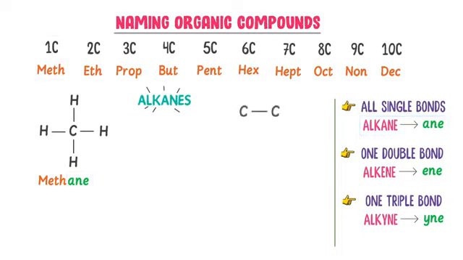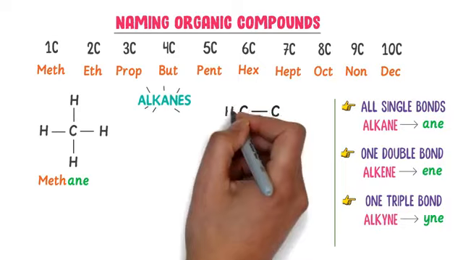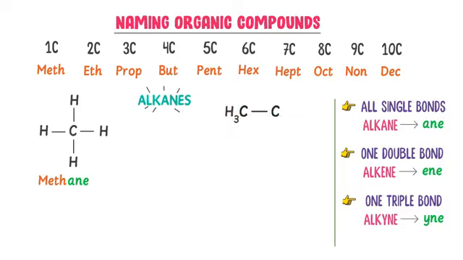Secondly, consider 2 carbon atoms. This carbon atom has formed 1 bond, so it will make 3 more bonds with 3 hydrogen atoms. This carbon has formed 1 bond, so it will make 3 more bonds with 3 hydrogen atoms. There are 2 atoms of carbon. I write eth. All the carbon bonds are single. I write ane. So I get ethane.